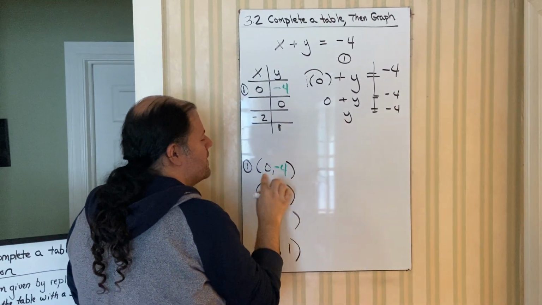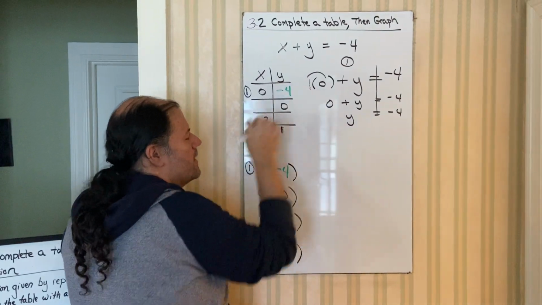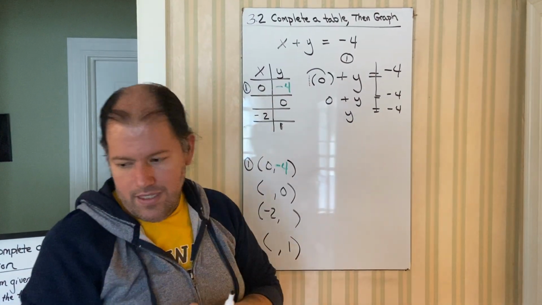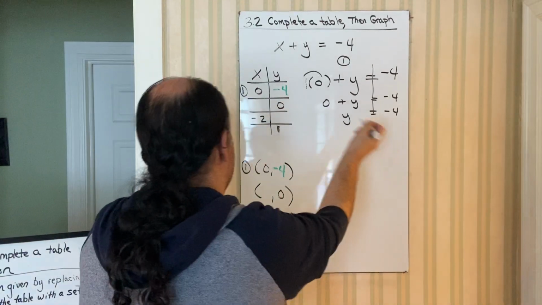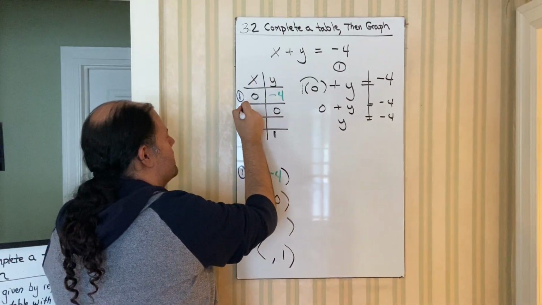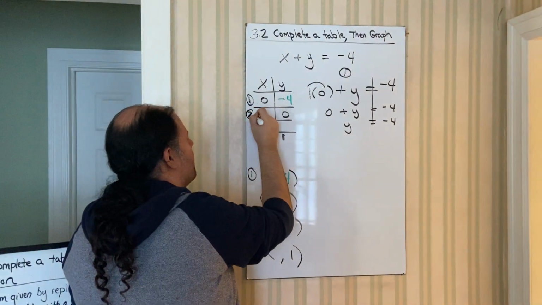So you can have it either as an ordered pair or in a table format. Now we only did the one piece. Let's go and see what the second missing piece would look like. Okay.